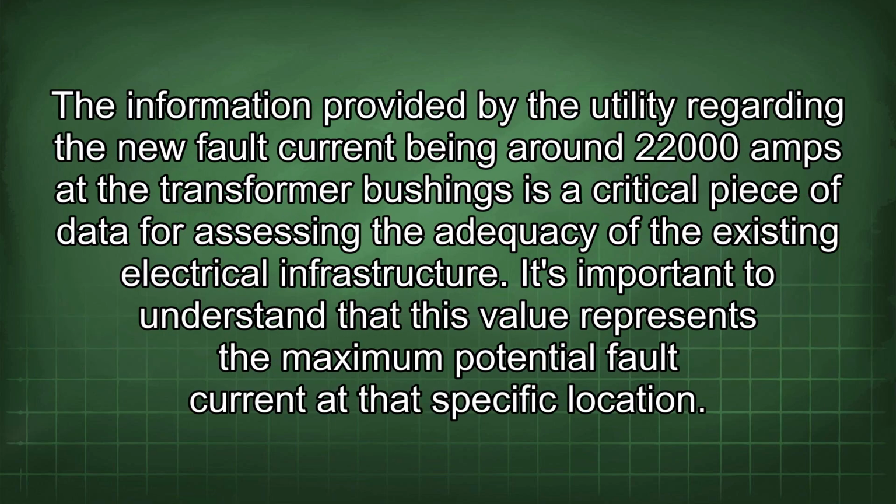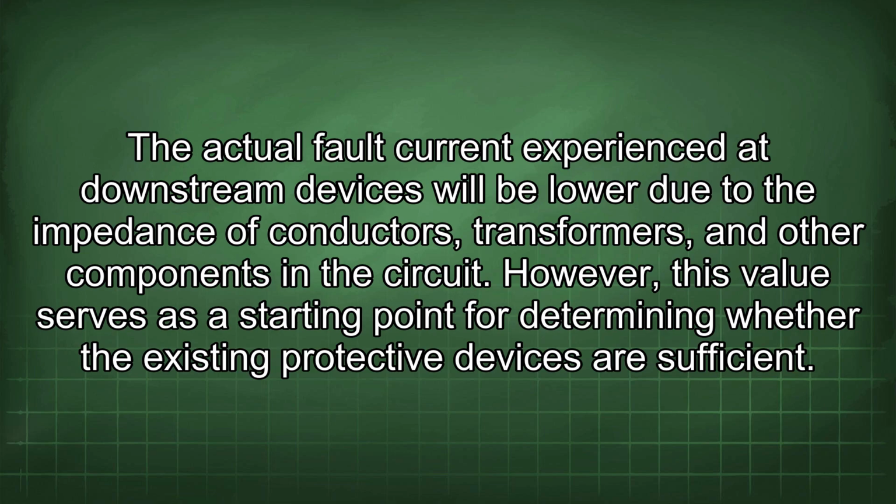The information provided by the utility regarding the new fault current being around 22,000 amps at the transformer bushings is a critical piece of data for assessing the adequacy of the existing electrical infrastructure. It's important to understand that this value represents the maximum potential fault current at the specific location. The actual fault current experienced at downstream devices will be lower due to the impedance of conductors, transformers, and other components in the circuit.